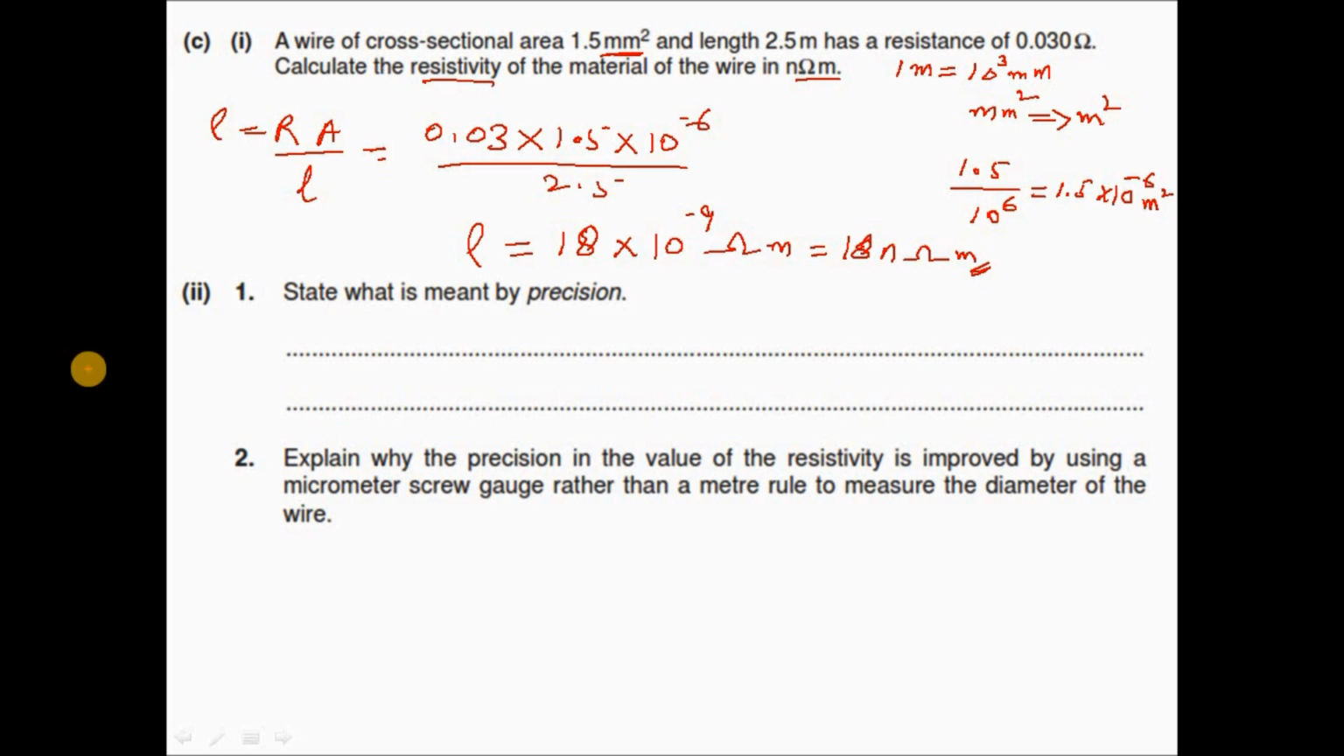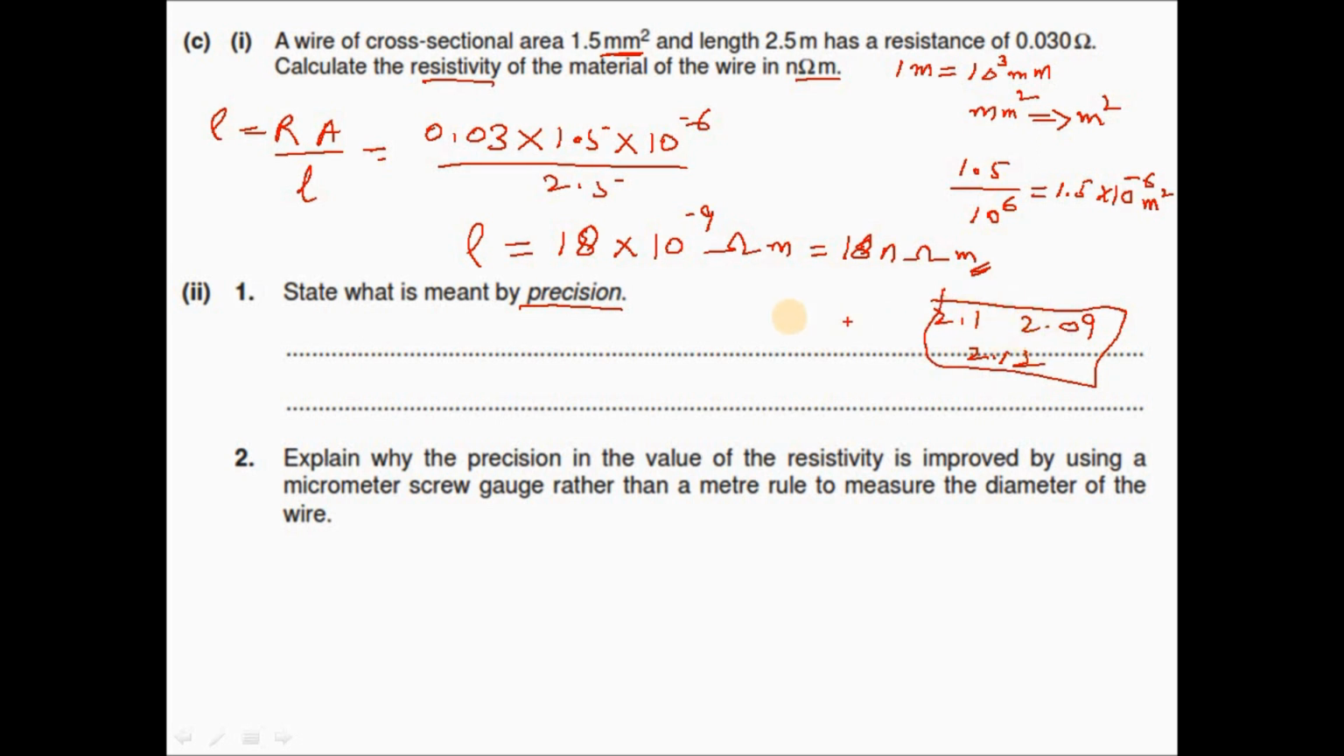Okay, state what is meant by precision. So precision means how close your measured values are. Meaning if you are doing some measurement and your values are 2.1, 2.09 and maybe 2.12, so all values are close to 2.1, that means your measured values are precise.